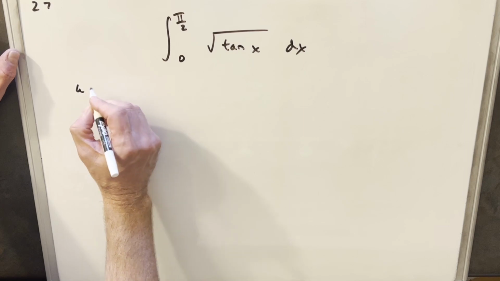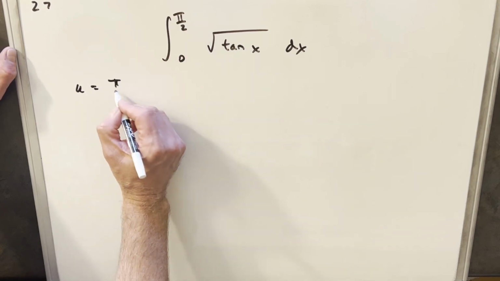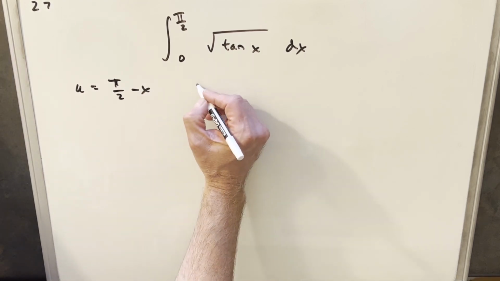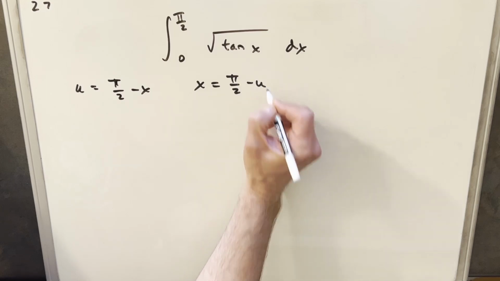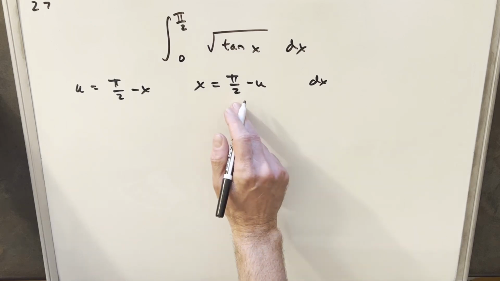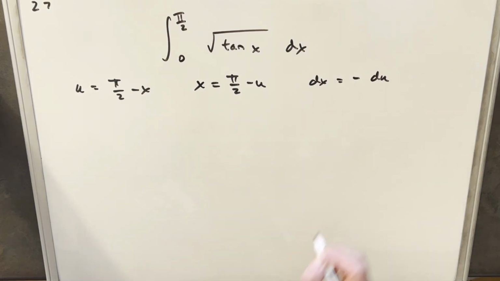What I'm going to do is make our u substitution for the sum of these bounds, u equals pi over 2 minus x. From that we can rearrange and see that x is going to be pi over 2 minus u. I'll get my dx value by taking the derivative. The pi over 2 is going to be 0, so we're going to have minus du here. Let's make our substitution and see what we have.